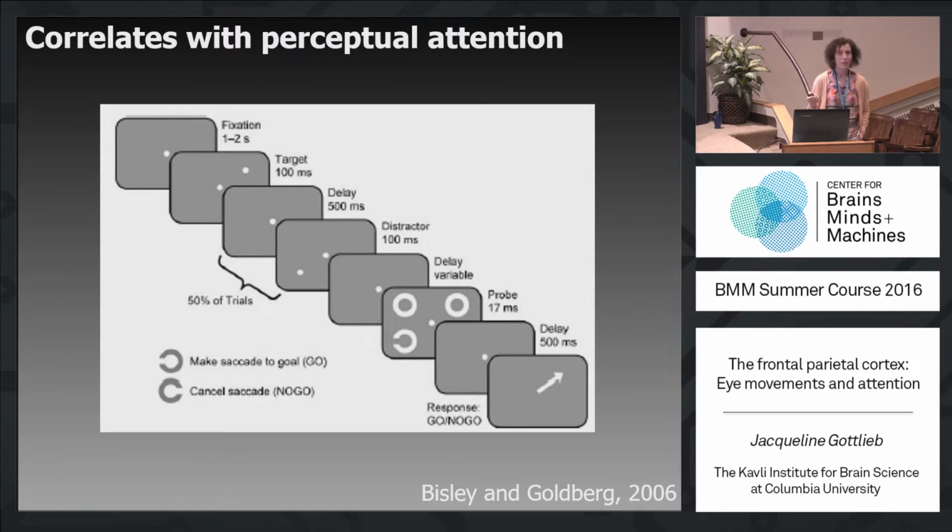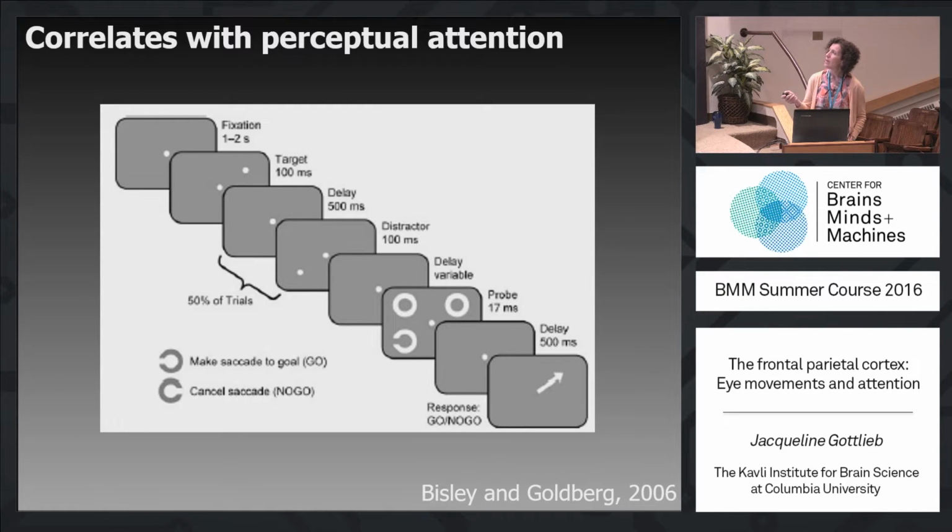But in between, several things happened during the delay. On some trials, there was another flash, and that was always an irrelevant distractor. And then the monkeys received a signal of whether to actually make or cancel the saccade. This happened with the visual display, and this was necessary in order to probe where the monkey's attention was at any point in time.